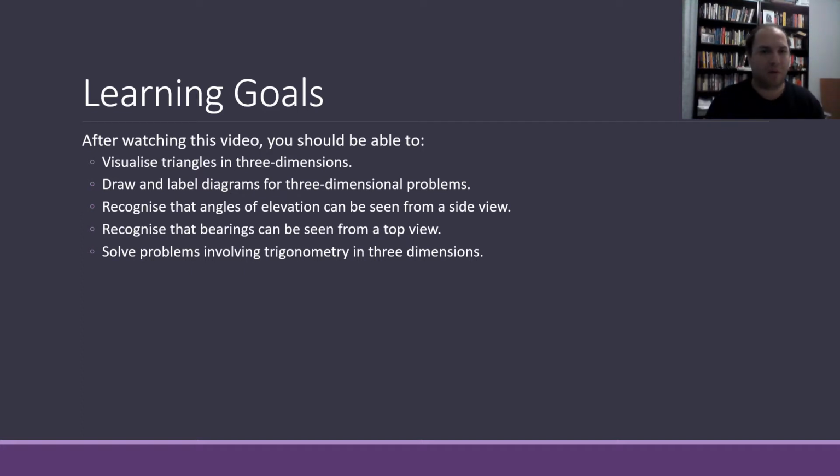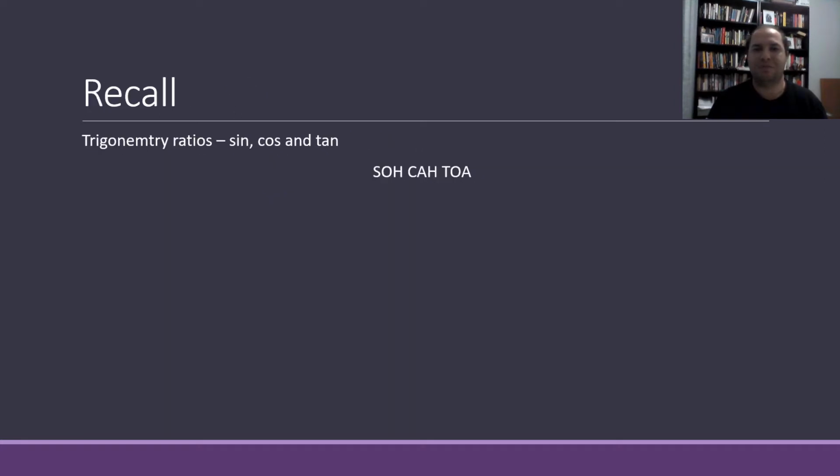These next two are quite important, so recognize that angles of elevation and depression can be seen from a side view, and recognize that bearings are seen from a top view when looking at a 3-dimensional problem. And then using all your diagrams and your trig ratios, solve problems involving trigonometry in 3 dimensions.